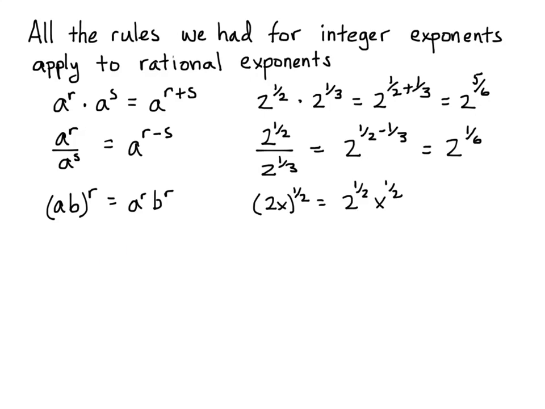The exponents distribute over multiplication. So if we have ab to the r, that's the same thing as a to the r, b to the r. So if we have a term in here that has a coefficient and a variable, that's the same thing as the square root of that. It's the same thing as taking the square root of the coefficient times the square root of the variable.